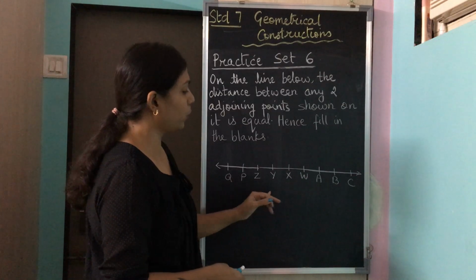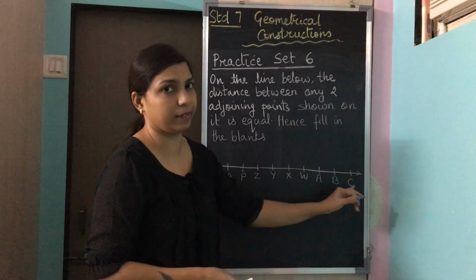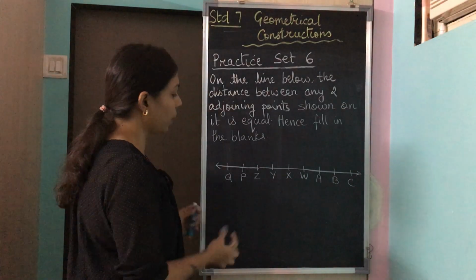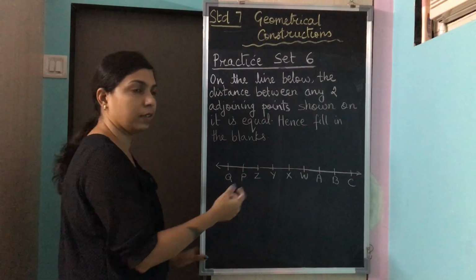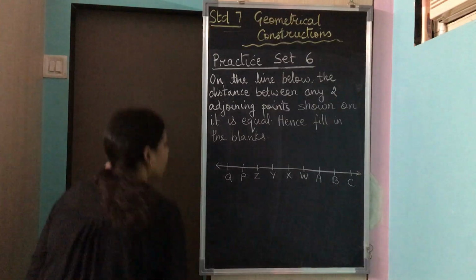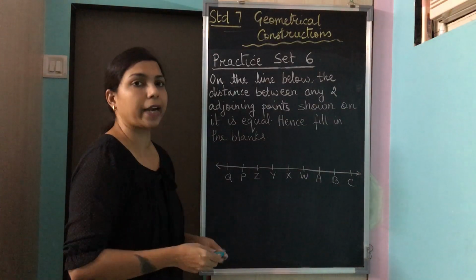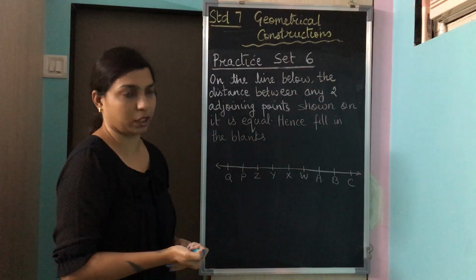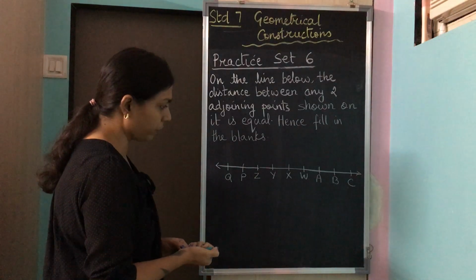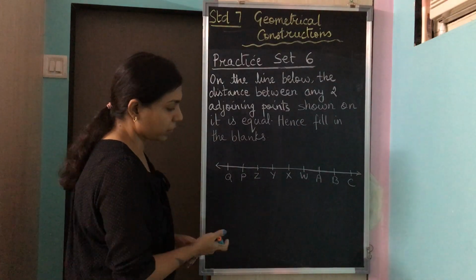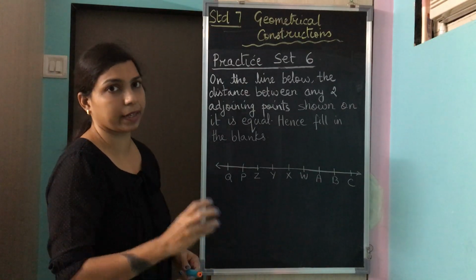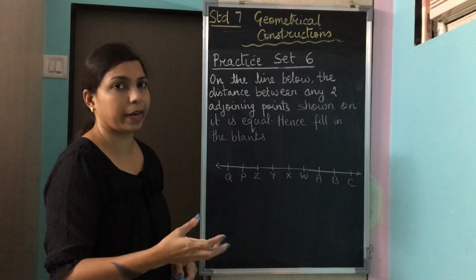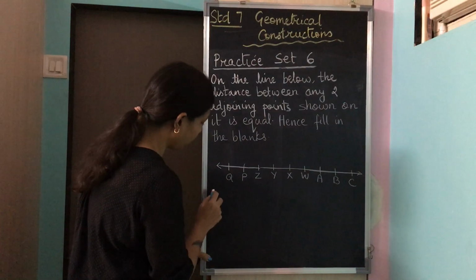Q, P, Z, Y, X, W, A, B, C. Okay, and it is said that the measurement between each of these points is the same. All these points are at an equal distance from each other. Okay, so there are some fill in the blanks which are given. You have to fill up those blanks with the correct letters.